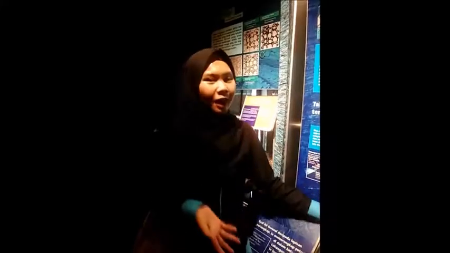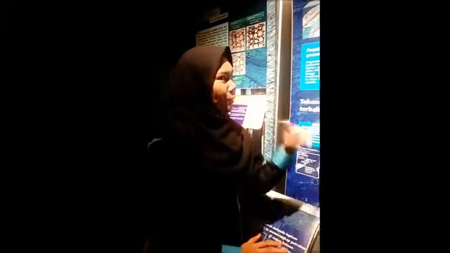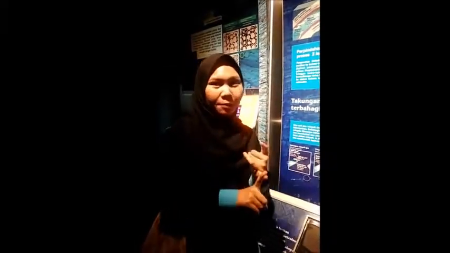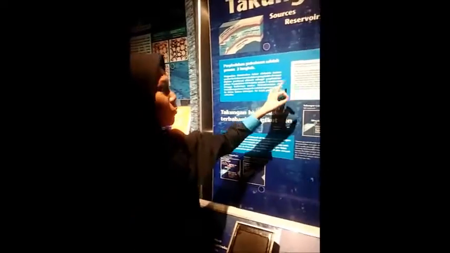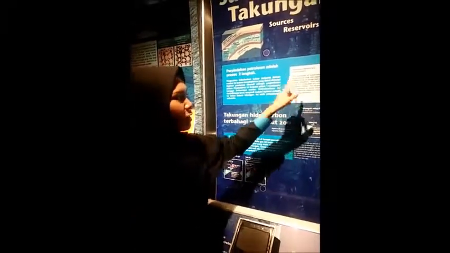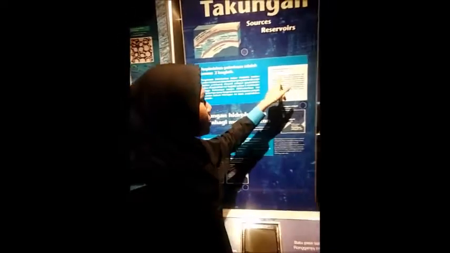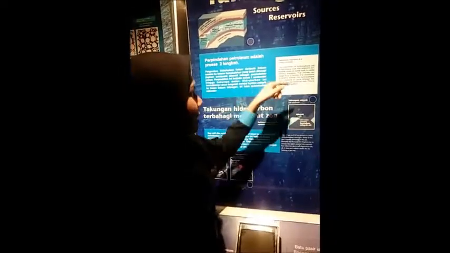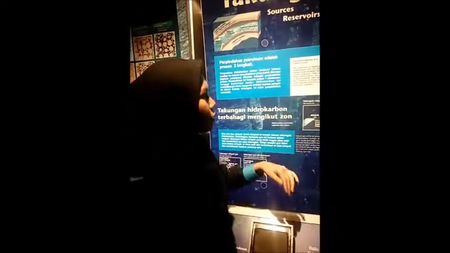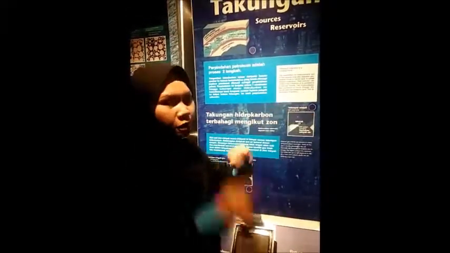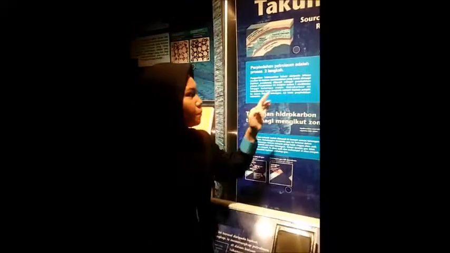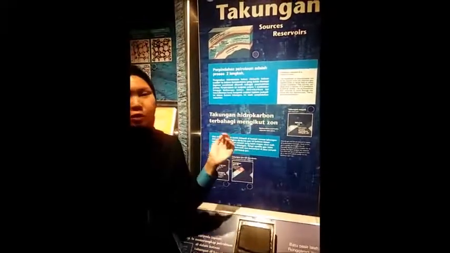Now I will explain about petroleum migration. There are two processes in petroleum migration: primary migration and secondary migration. For primary migration, the hydrocarbon moves out of the source rock and into the adjacent permeable rock. For secondary migration, the hydrocarbon continues to move through the carrier bed into the reservoir rock.